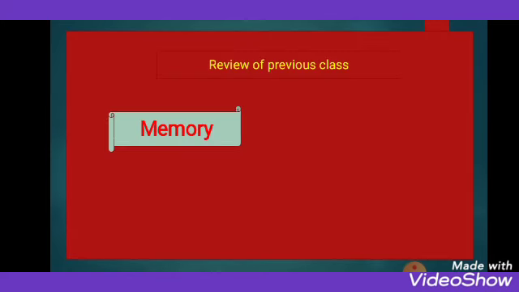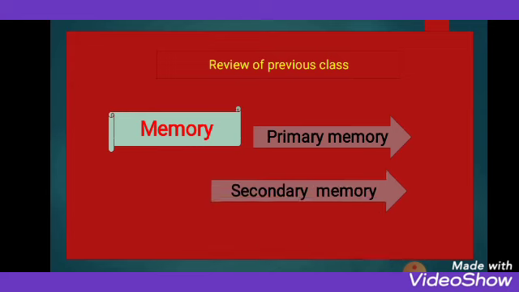Now let's review the previous class. Can you remember we discussed memory and storage devices in previous classes. So we told what is memory. Can you tell me what is memory? Memory is a device where you can store your data and information. And I have shown you the types of memory. There are two types of memory. One is primary memory, another one is secondary memory.